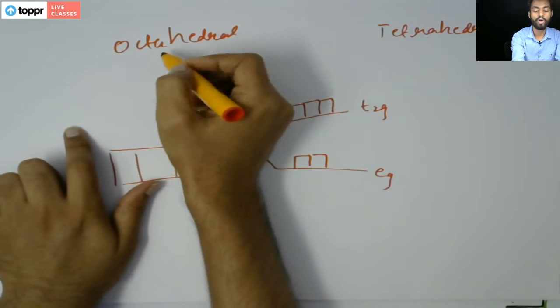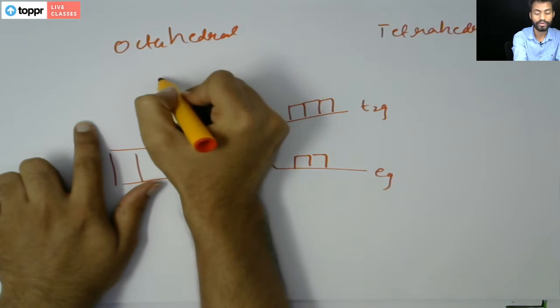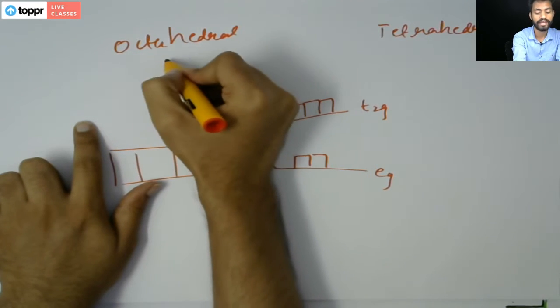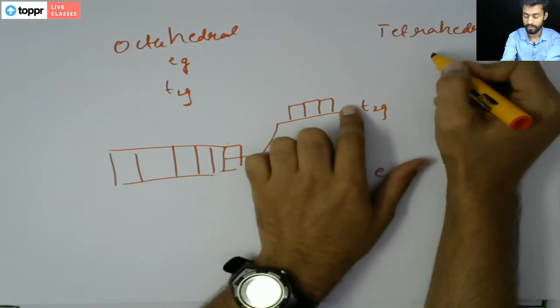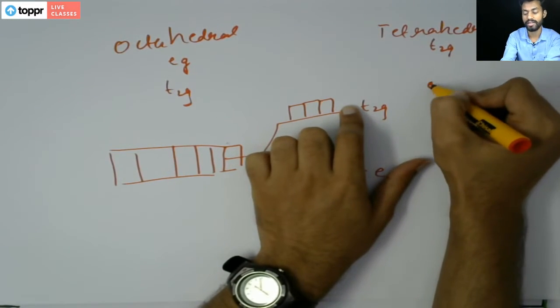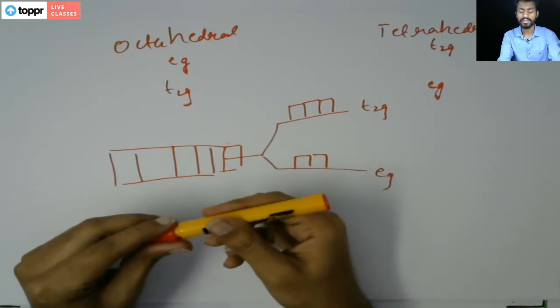For octahedral complexes, the transition will be into T2g of lower energy and Eg of higher energy. For tetrahedral, T2g of higher energy and Eg of lower energy. Okay, this was one point.